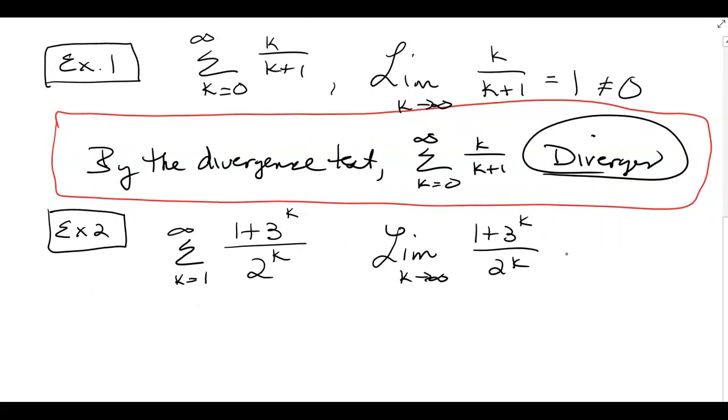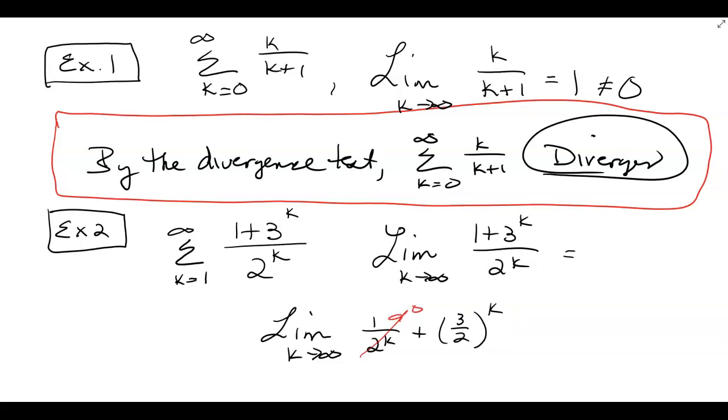For this particular limit, one thing we can do is just break it up because we have one denominator, right? We can have 1 over 2^k plus 3^k over 2^k, and actually I'm going to rewrite 3^k over 2^k as (3/2)^k. As you plug in infinity, the first term is going to go to 0 because you're going to have 1 over an increasingly larger and larger number. And then your second term is going to go to infinity, so the whole thing goes to infinity. Well, guess what? Infinity is not equal to 0.